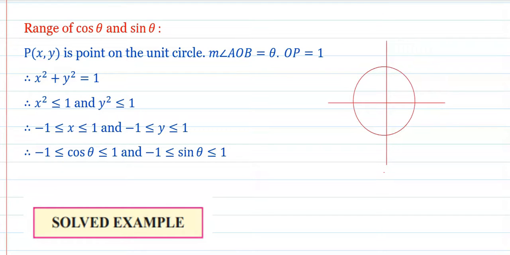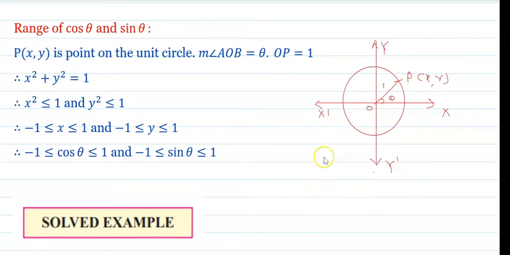Now in this figure, here, this is the x-axis and the y-axis. XO, X dash, YO, Y dash. P is any point, and its coordinates are x and y. It makes an angle of theta with the positive direction of the x-axis. OP is equal to 1.